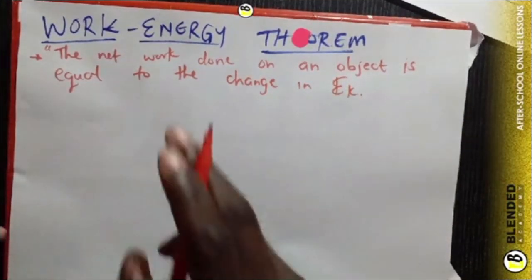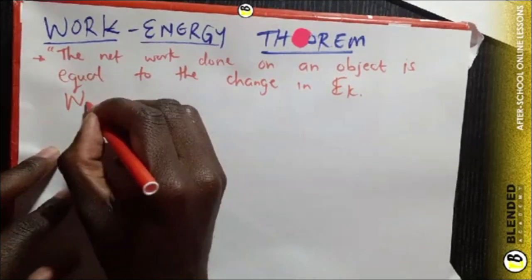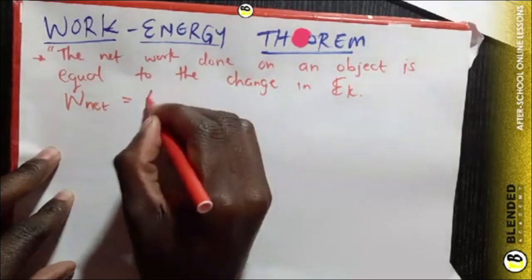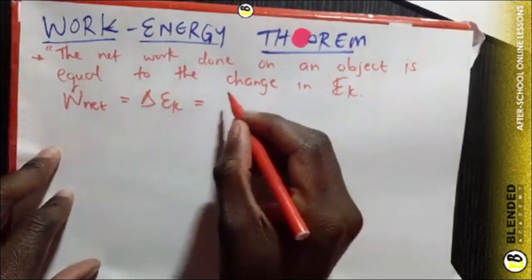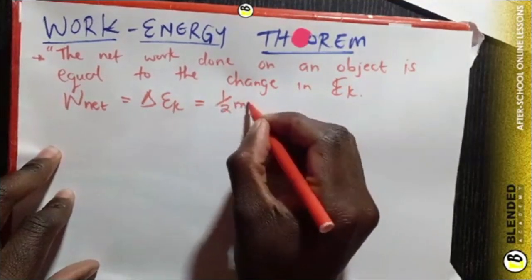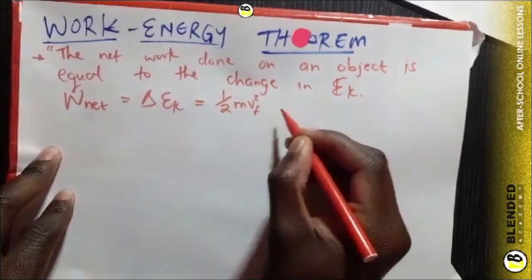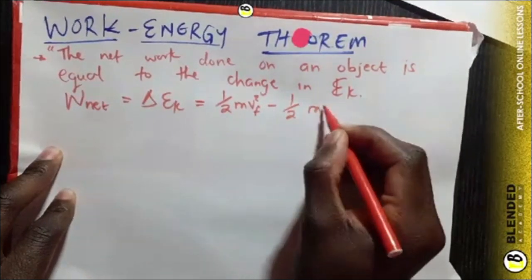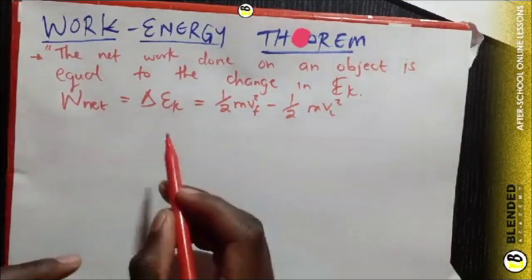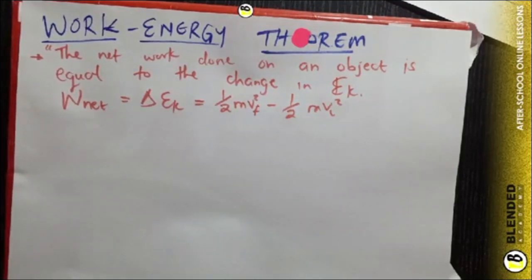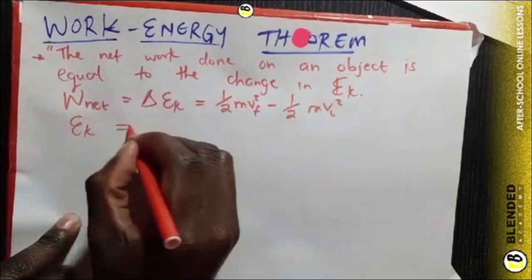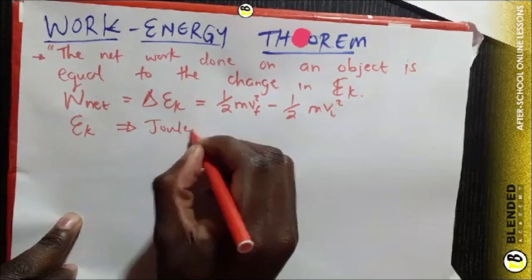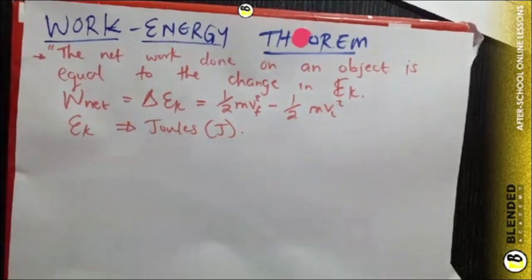So what this means here is that net work equals the change in EK, which also means, you know that kinetic energy is represented by half mv squared. So half m times final velocity squared minus half m times initial velocity squared. It's just the change in kinetic energy there. And this kinetic energy is measured in joules. Also remember to put in the units when you're dealing with energy.